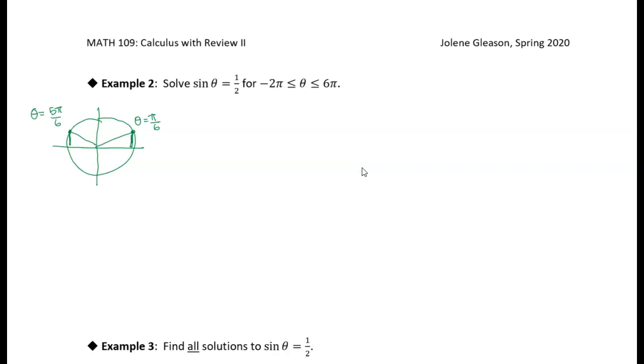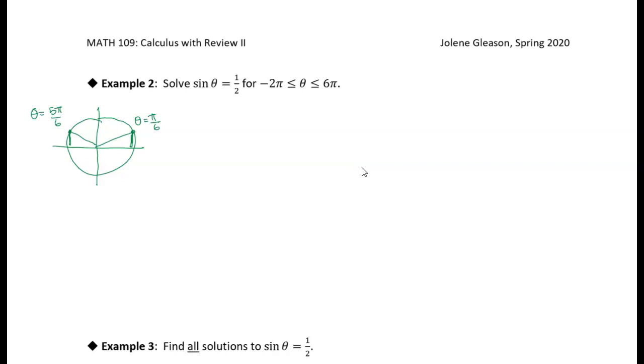All right, so we need to find all the angles between negative 2 pi and 6 pi though. These are just 2 of the angles. But all the rest of the angles, at least on the unit circle, are going to be coterminal with either pi over 6 or 5 pi over 6. So we can just keep adding 2 pi and get another angle.